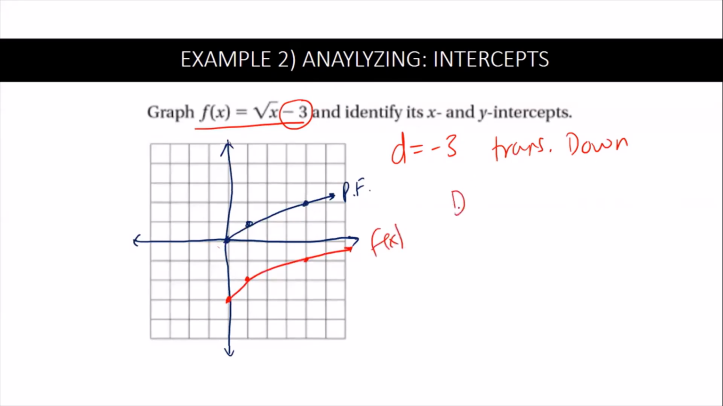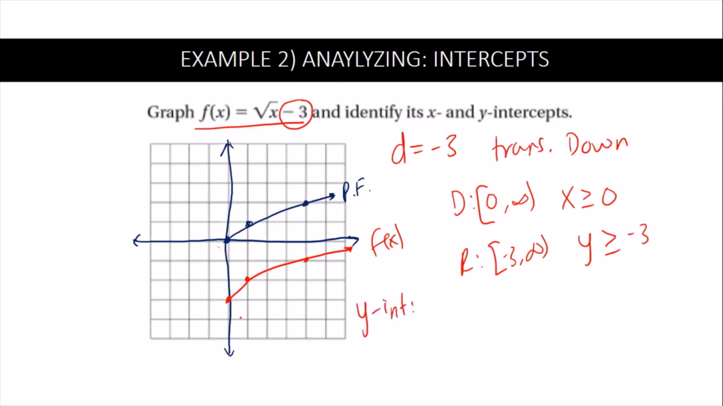So the domain here, I'm from 0 to infinity, which means that x is greater than or equal to 0. My range here starts at -3, so my range is y is greater than or equal to -3. My intercept is what this one is focusing on, x and y intercept. Well, I can see my y intercept. My y intercept is where? 0, -3. Agreed?